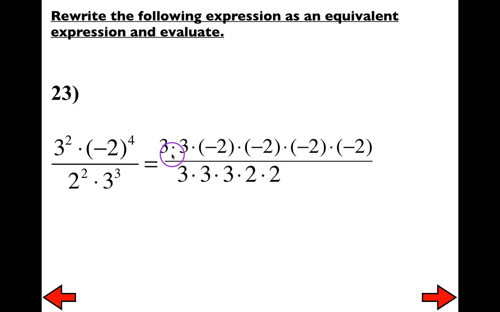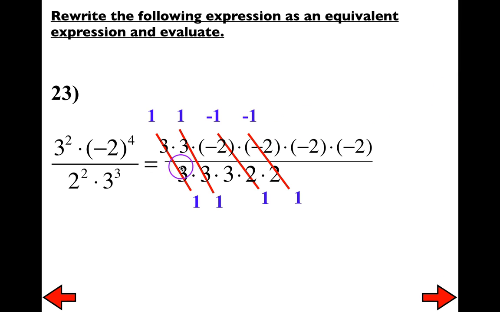Here, you're going to cross cancel any numbers that you can. 3 divided by 3 is 1. 3 divided by 3 is 1. Now here, you have to be careful. I can cross cancel the 2's, but think about it. Negative 2 divided by 2 is a negative 1. 2 divided by 2 is 1. Same thing here. Negative 2 divided by 2 is negative 1. 2 divided by 2 is 1. So you need to be very careful to not lose those negatives.